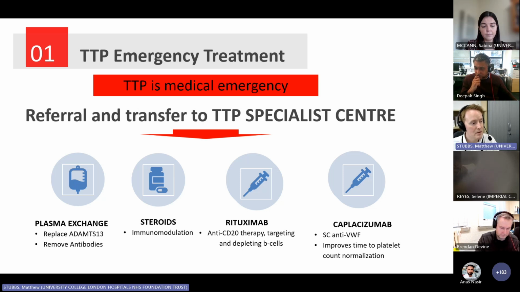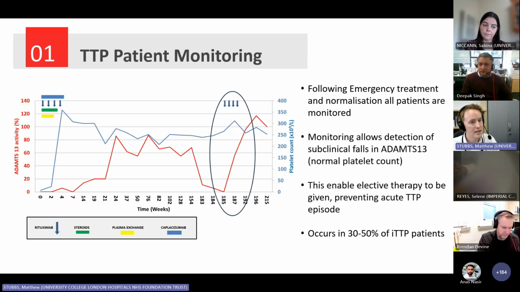In addition to that, in immune TTP, steroids and rituximab are used as immune modulatory treatments. And then the specialist treatment of caplacizumab, which is a monoclonal nanobody targeting von Willebrand factor to help break the pathophysiological chain that we see in TTP. And those treatments lead to an improvement in the clinical condition of the patients.